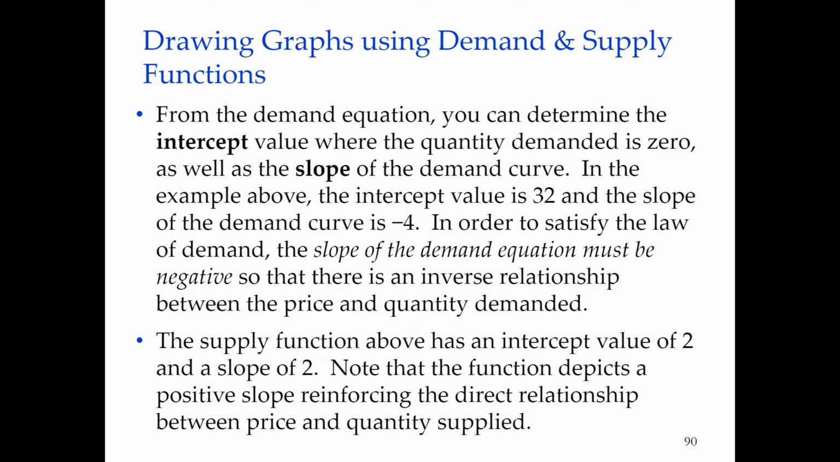Drawing graphs using demand and supply functions. From the demand equation, you can determine the intercept value where the quantity demanded is 0, as well as the slope of the demand curve. In the example above, the intercept value is 32 and the slope of the demand curve is -4. In order to satisfy the law of demand, the slope of the demand equation should be negative, so that there is an inverse relationship between the price and quantity demanded. The supply function above has an intercept value of 2 and a slope of 2. Note that the function depicts a positive slope, reinforcing the direct relationship between the price and quantity supplied.